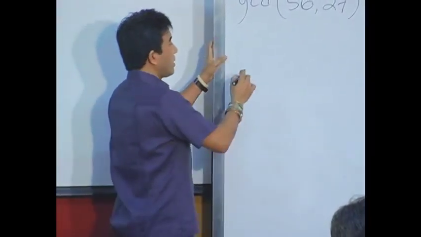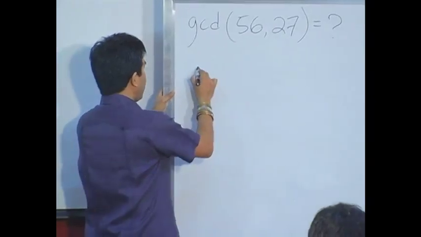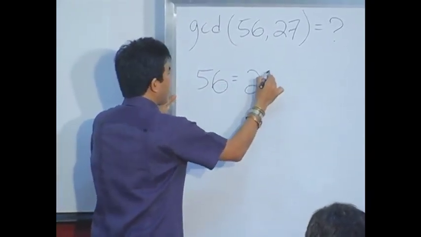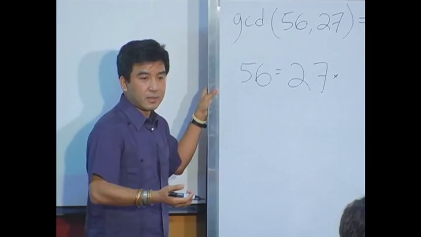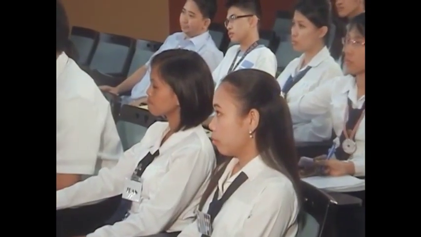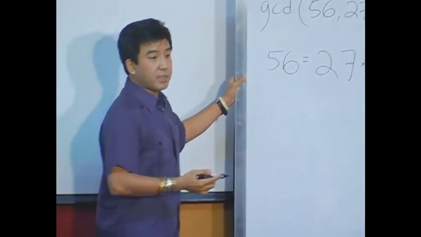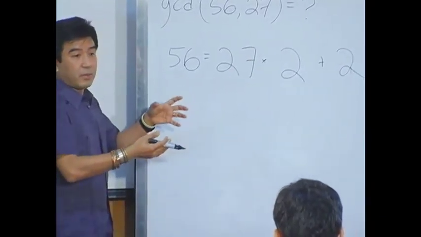This is how we do it. We divide the bigger number by the smaller number. Okay? 56 divided by 27. We should get a quotient and a remainder. That's 2, remainder 2. Okay? Now we repeat it, but this time the divisor will become our dividend.